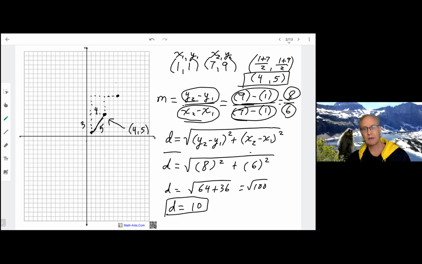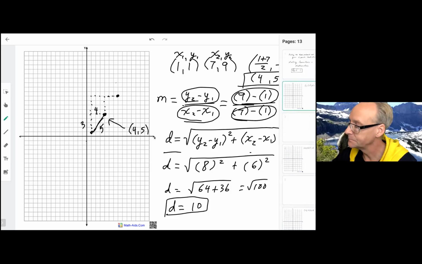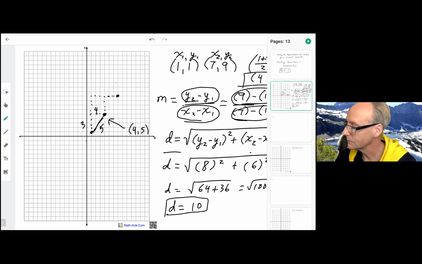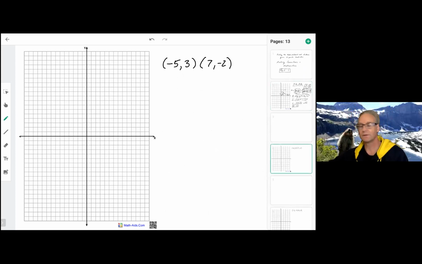And what I'd like you to try is the next problem yourself before we go on and move to the next problem. So try the next one, and it is right here. Here's our next problem, -5, 3, and 7, -2. Find the distance, the midpoint, and the slope for those two, and I'll see you back in part 2.